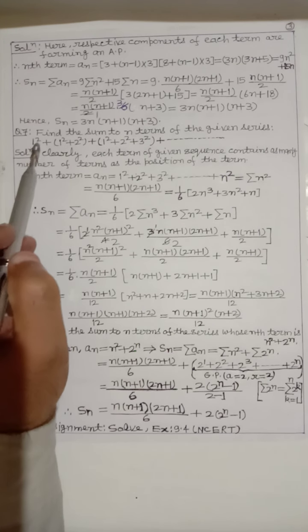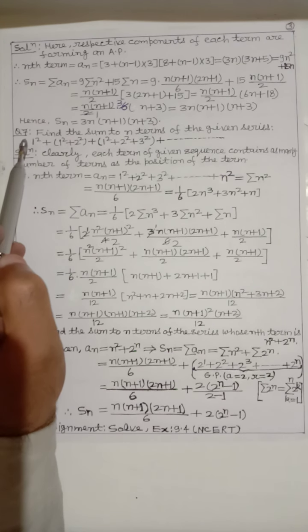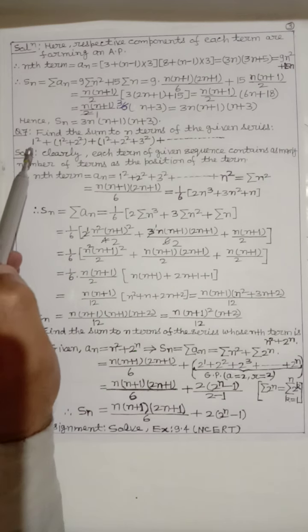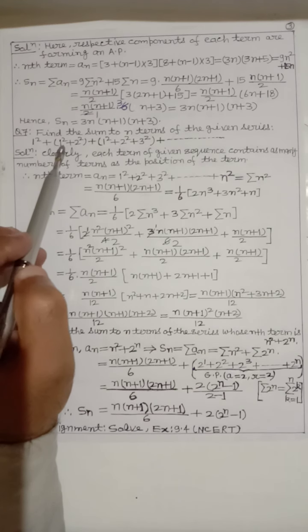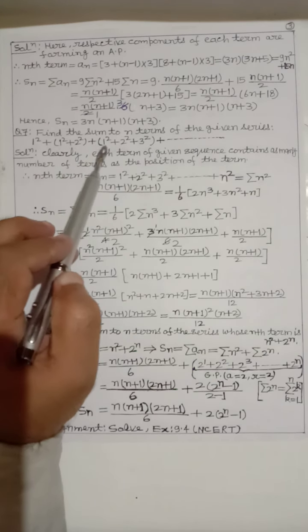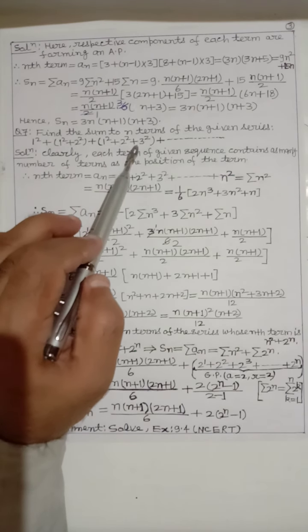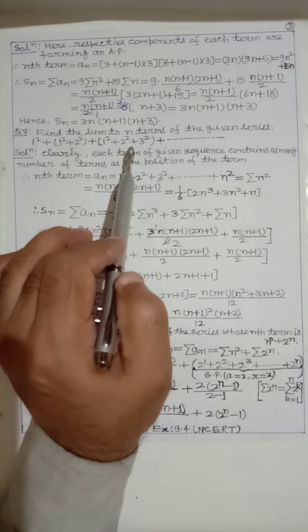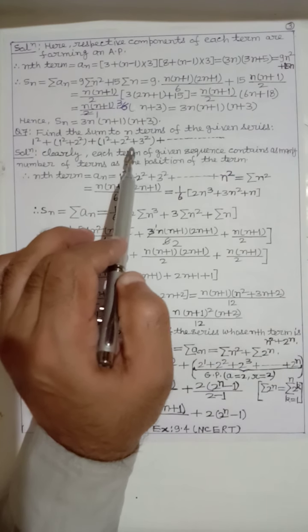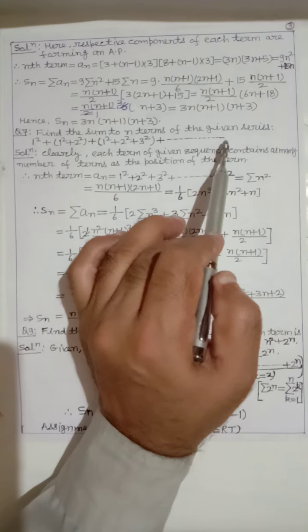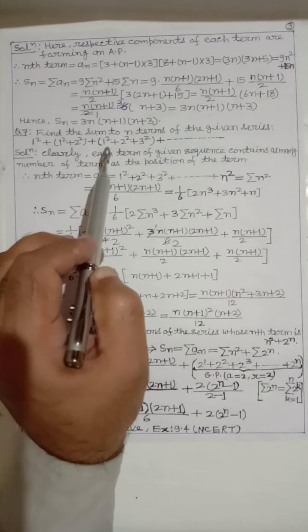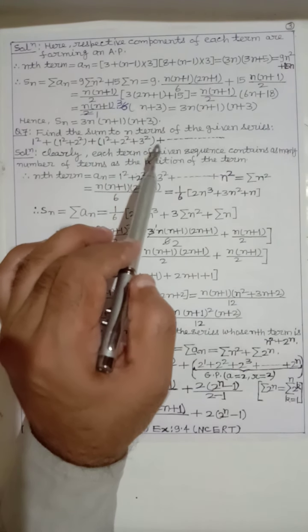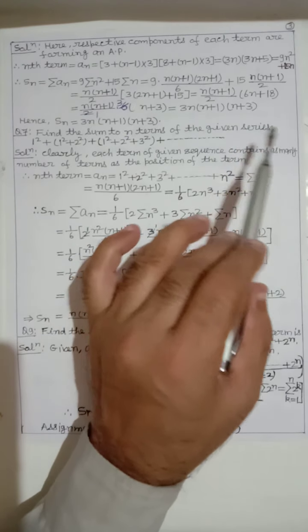Now we will discuss question number 7. Find the sum to n terms of the given series. 1 square plus 1 square plus 2 square plus 1 square plus 2 square plus 3 square plus and so on. And here if we follow this pattern, for the nth term we have 1 square plus 2 square plus 3 square plus and so on plus n square.